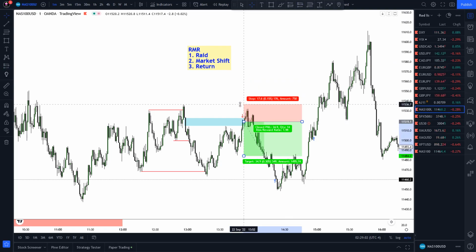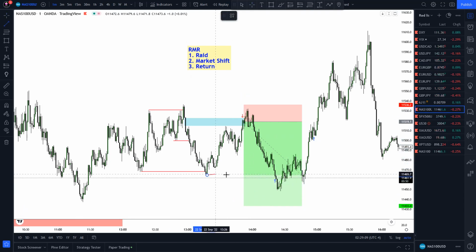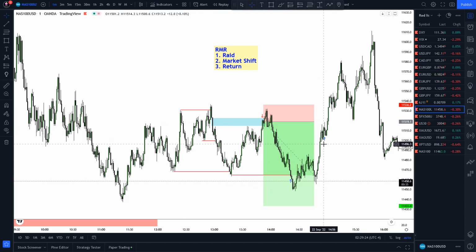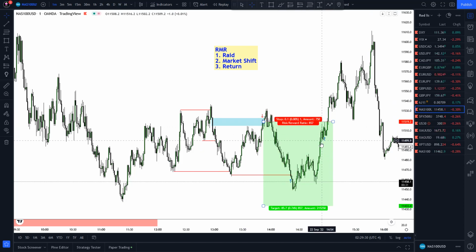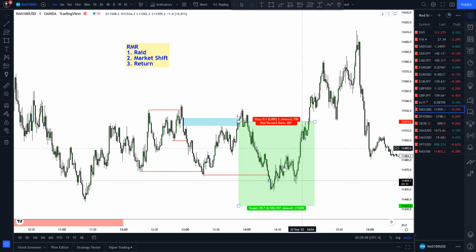Next, I placed my stop at the top of the raid over here and my objectives below. And for my objective, I took off a partial over here where I took off 40%, leaving the rest to run. Leaving the rest to run, I reduced my stop to break even and eventually got stopped out. But what was the point of me even going through this trade?